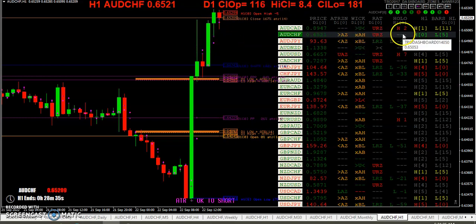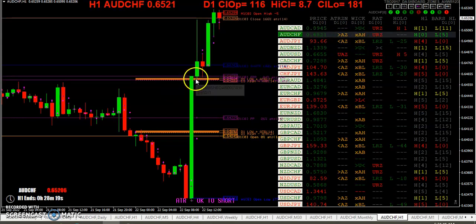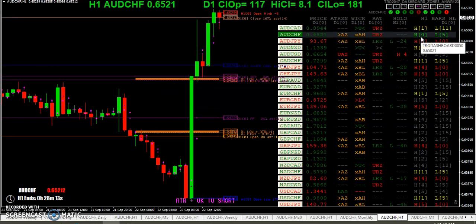You can also see here, we don't have a holo trade at the moment, but we're in the upper rat zone. We crossed above the high of the wick zone, and we're above the ATR zone. So this is definitely screaming, look for shorts or take a short right here.